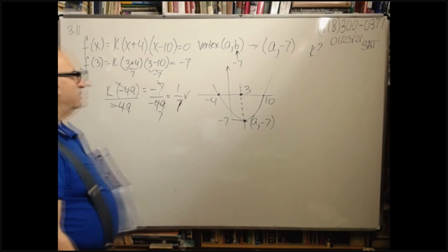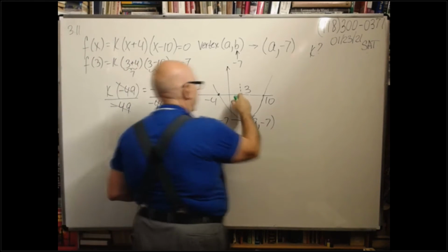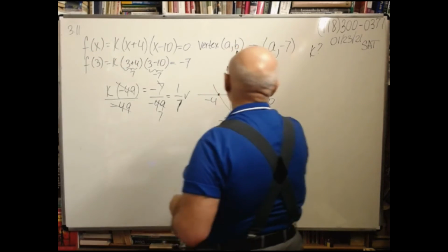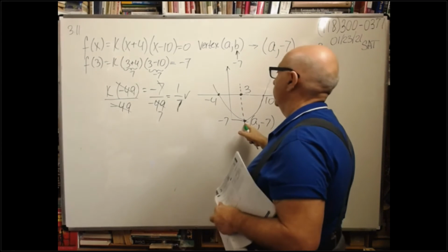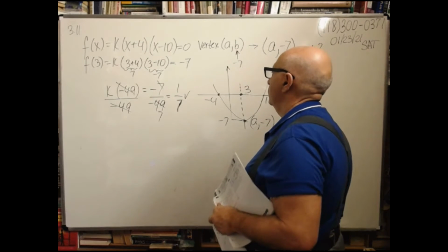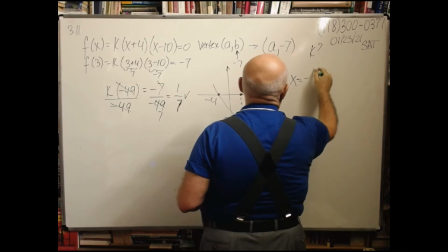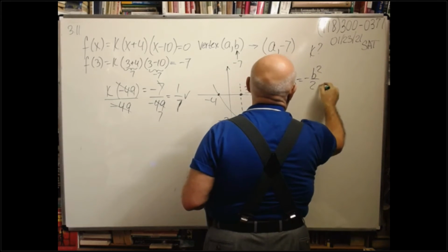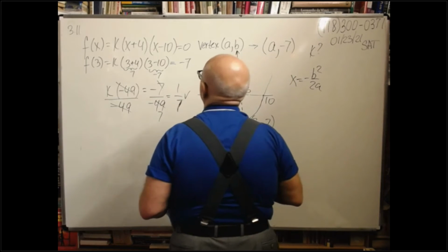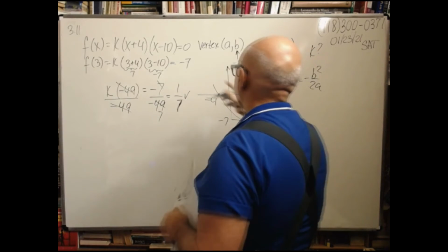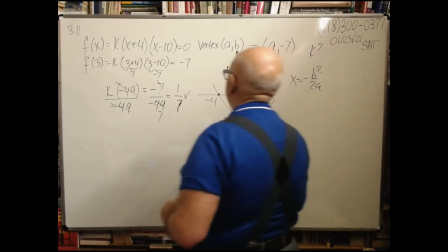What I did, typical, I found roots when this equals 0, found the midpoint. The midpoint specifies the position of the vertex. Either use the midpoint, or you can use x equals negative b over 2a, this formula. If you have the equation of the parabola, this is much better for this situation. And find k.